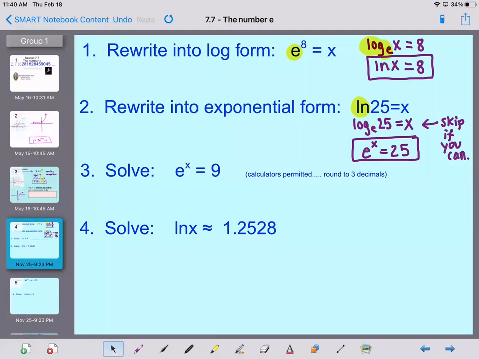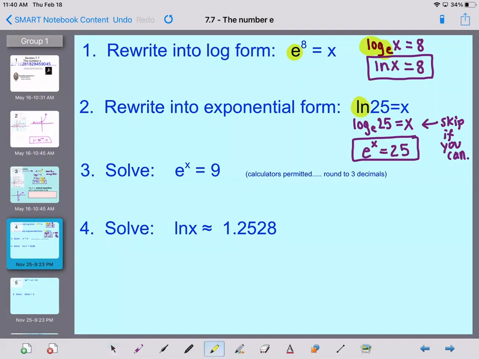Number 3 is an exponential equation. I know it's exponential because the variable is in the exponent. When you see an exponential equation, your first thought should be, can I make the bases the same? That should always be your first attempt. It's the easiest thing to do. In this problem, no, I cannot. If you can't make the bases the same, then your only option is to change forms.